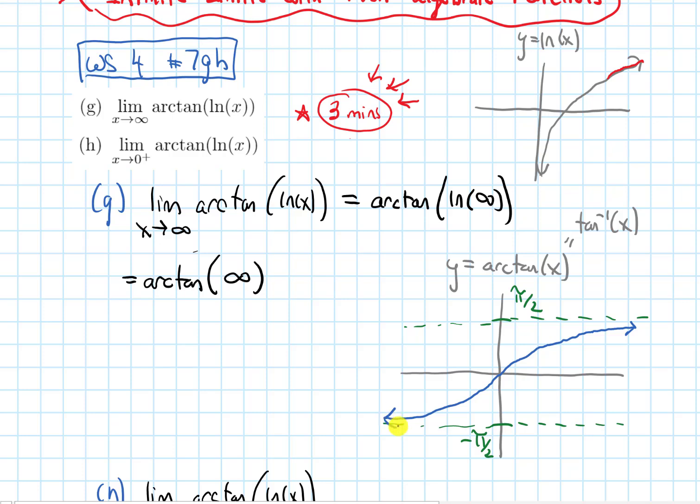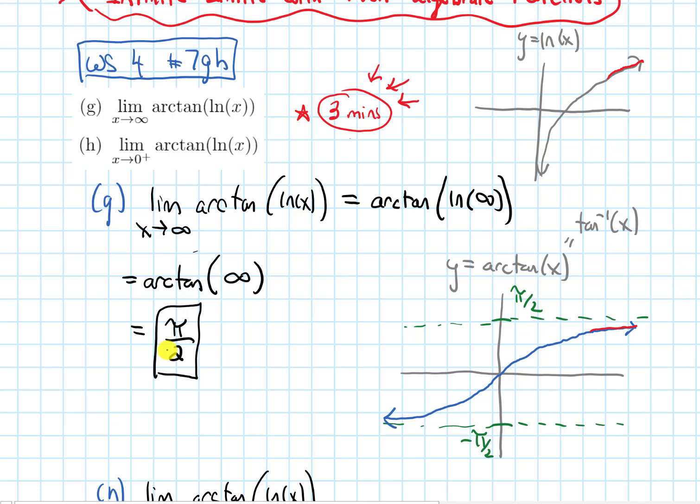and then goes close to this asymptote at positive pi over 2. So looking at that graph, we want to know what is arctan of infinity. As the x we plug in is getting bigger and bigger, that is this part of the graph. And over there, the y values get super, super close to pi over 2. So that is our answer. That is arctangent of infinity.